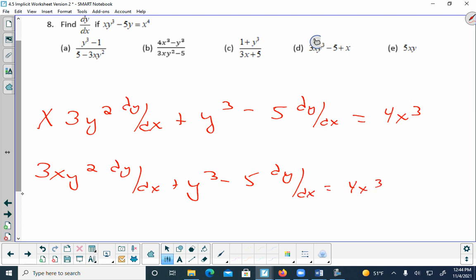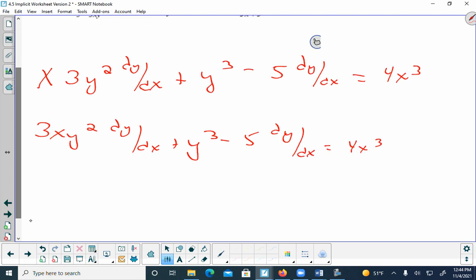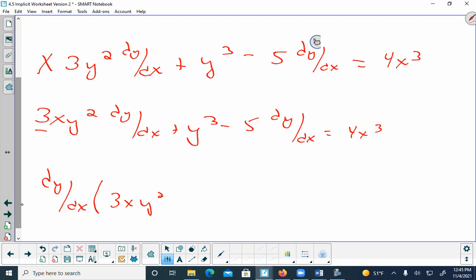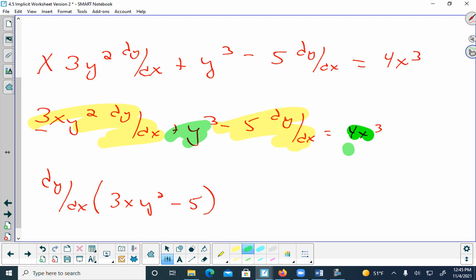I'm going to collect everything with the dy/dx and put it on the left side. So I'm going to factor out the dy/dx. And I'm going to have this 3xy squared minus 5. So those are the two things with the dy/dx. So this with the dy/dx, and then this with the dy/dx. And then these two are going to go on the other side. So I'm actually going to take this over here. So this will be 4x to the third minus y to the third.